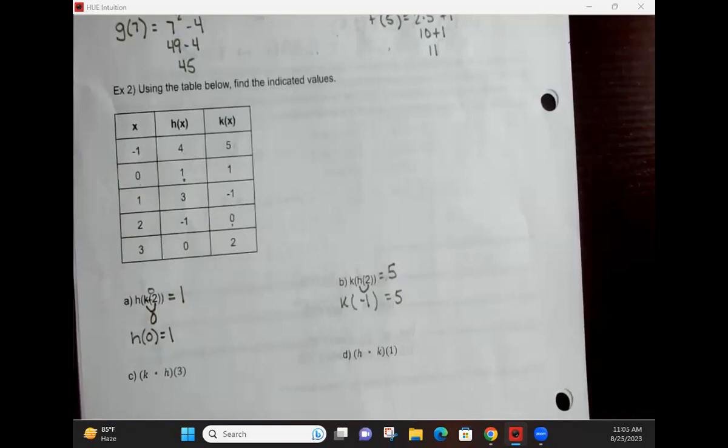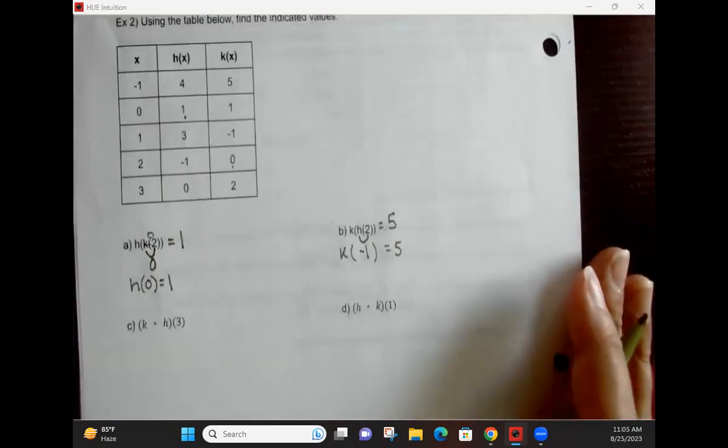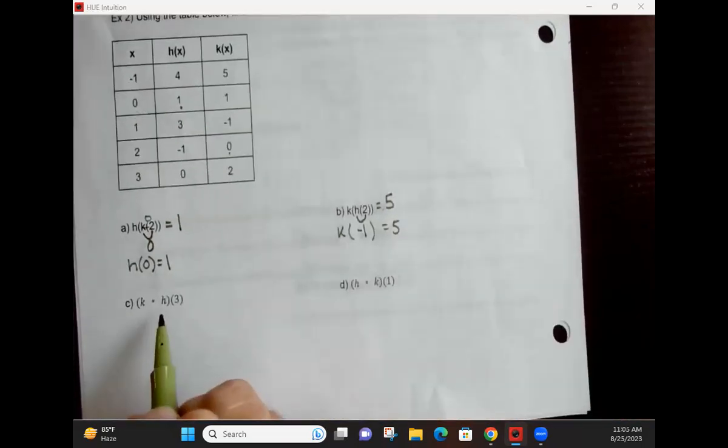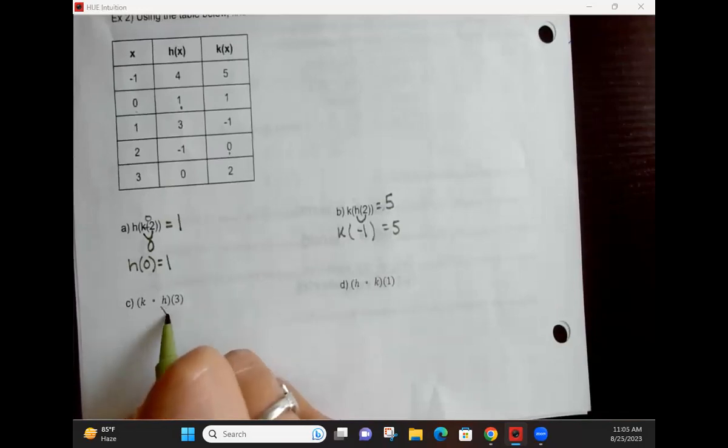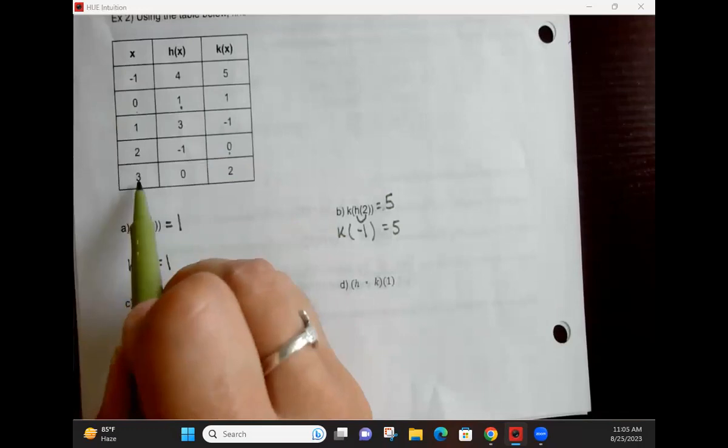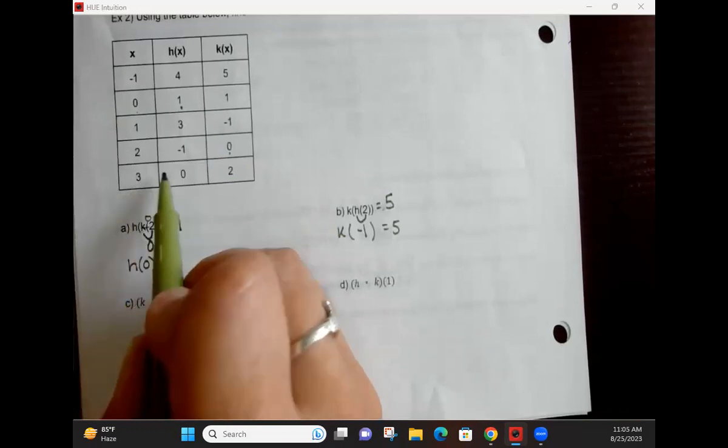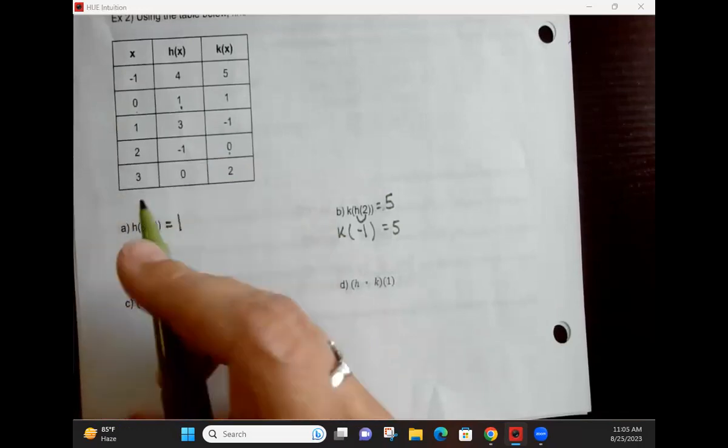Making sense? You know where I'm getting these numbers from? C and D have that other notation, but it works the same way. So for C, start with H of 3. So 3 is my input. For H, the output is 0.